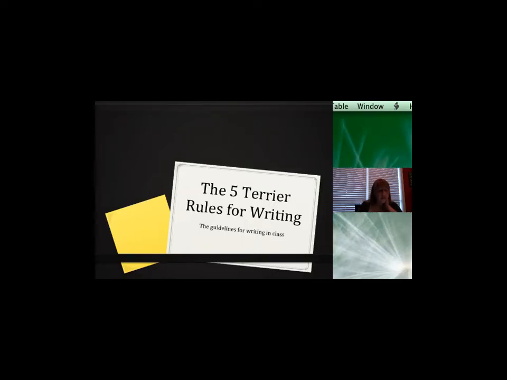Today we're going to focus on the 5 Terrier rules for writing. These are rules that you should be following in all of your classes when you are required to write answers, a paragraph, or a constructed response. These rules are posted on a yellow poster in all of your classrooms for your convenience.